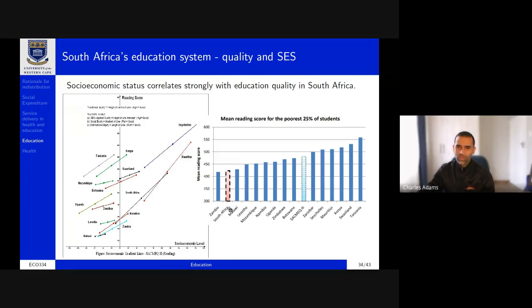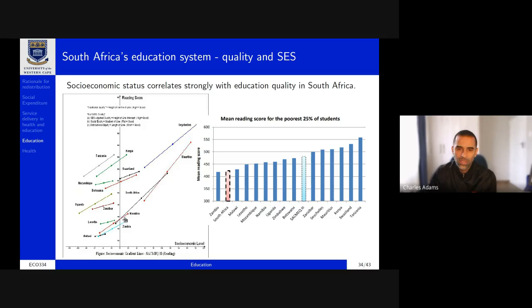So if you compare South Africa to other African countries, this chart on the right shows the mean reading score for the poorest 25% of students. And South Africa is almost the worst performing in this measure. And then this chart on the left shows you a similar sort of thing. So the key thing to note here is the length of each line and the slope of each line.